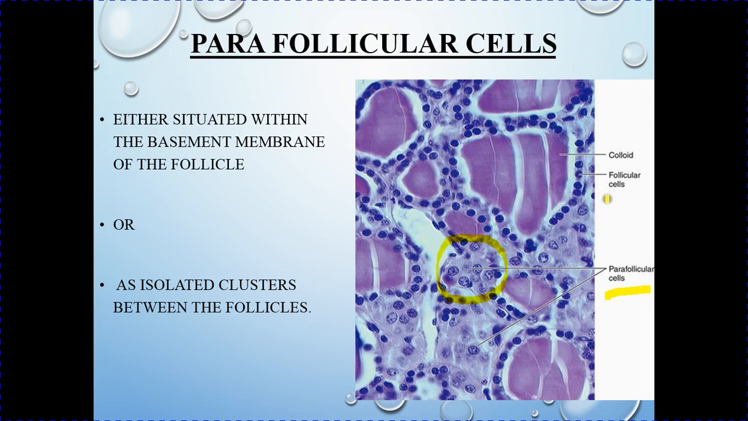The follicular cells are responsible for the production of thyroxine and triiodothyronine, while the parafollicular cells are responsible for the production of the third hormone, which is called calcitonin.